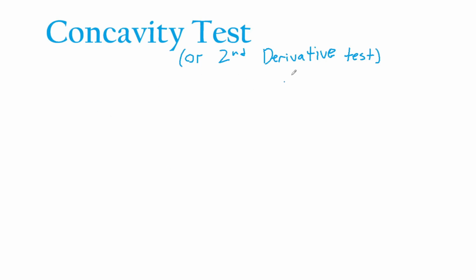The concavity test, sometimes known as the second derivative test, but that's really something different, so we're going to call it the concavity test, is a test very similar to the first derivative test, except we're using the second derivative, right? So f double prime of a function. And instead of using it like you do in the first derivative test to find where f is increasing or decreasing, we're using the concavity test to find where f is concave up or concave down.